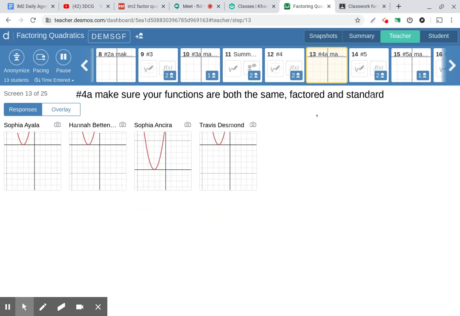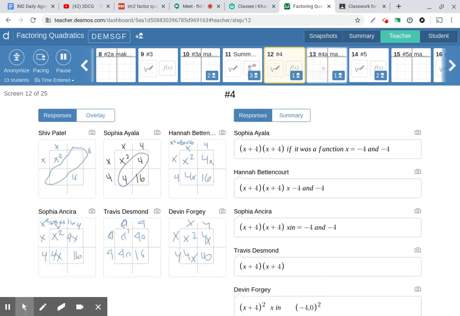And when you guys graph it, when you see the graph on screen 13, you see that the graph just touches the x-axis perfectly at -4. That's it, just one spot. So try to explore, like, what's going on, right?